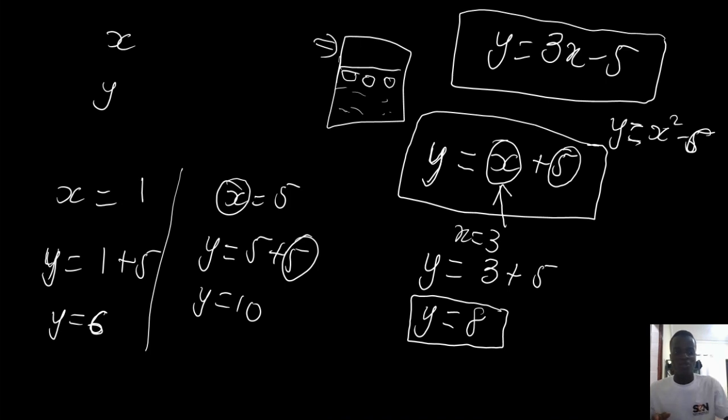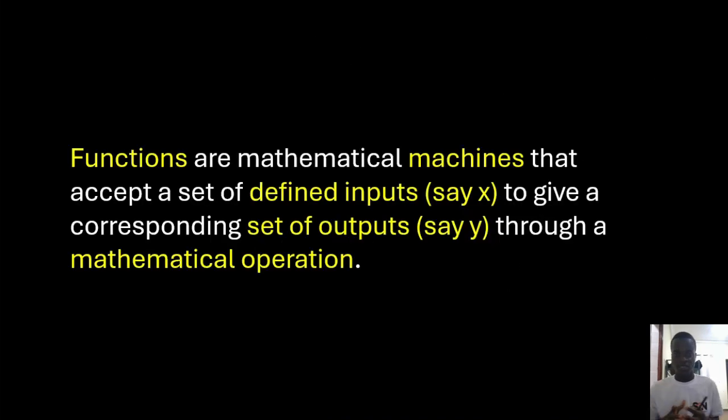And then let me just remind you of the definition of functions, which are mathematical machines that take a set of defined inputs, right? And we explained why it's defined, right? To give a corresponding set of outputs, say y, through a mathematical operation. Mathematical operation always occurs before we get a particular output. That's how simple it is. A function is a machine. So see you in the next session, where we actually explore and continue on building these concepts.